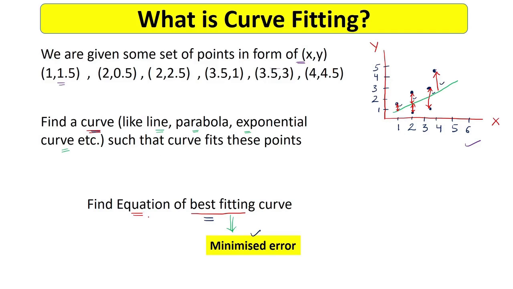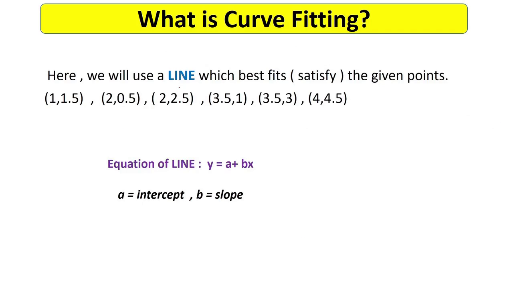Finding the curve means we have to find the equation of that curve. In this case, if this is the line and this is the curve that we get, then we have to find the equation of this line. There can be many such curves. For example, there can be a parabola or an exponential curve which can fit particular given data points. In this video, we will see how we can find a straight line which can fit the given data points.